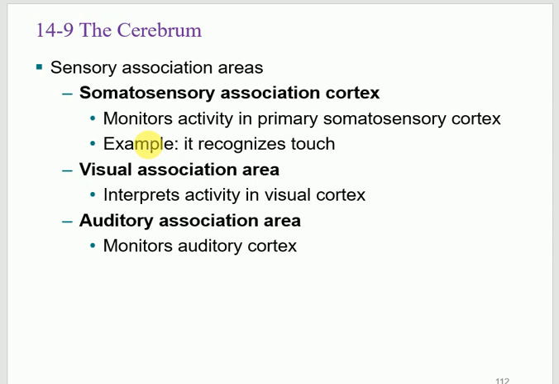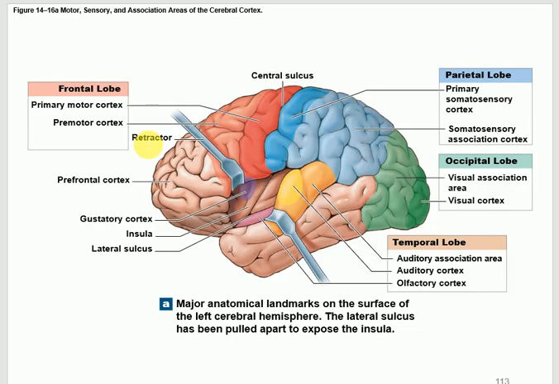So here is the somatosensory association cortex. It's right beside the primary cortex. Like you recognize touch. You recognize what you are touching. Like what is this? Touching what? I don't know. But the association area next time will tell you. Visual association area, interpretation of the visual cortex. So the visual cortex just takes a picture and that's it. Nothing beyond that. But its association area will do the more complicated work. Same thing for the auditory cortex.